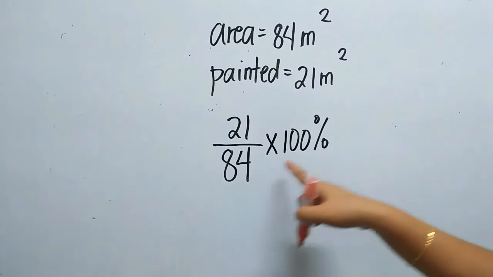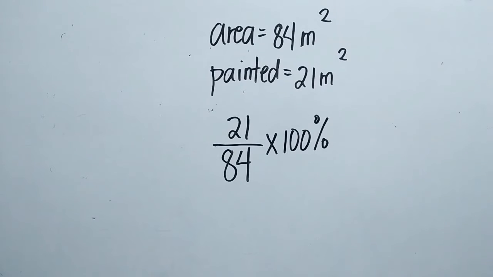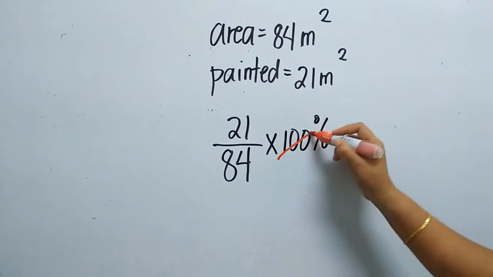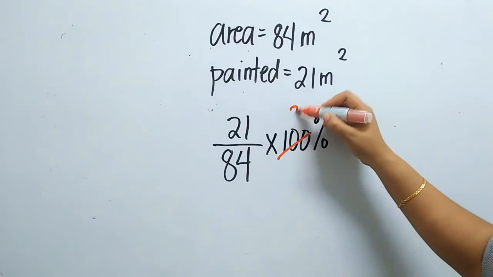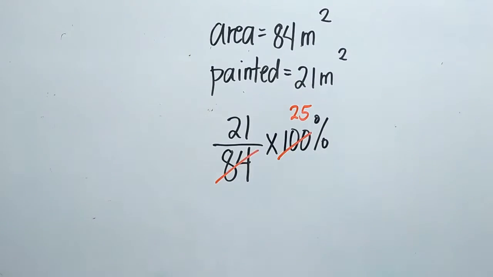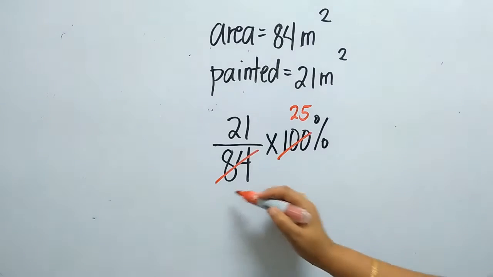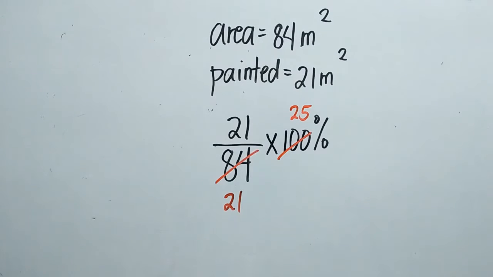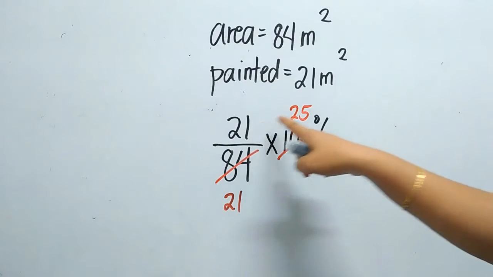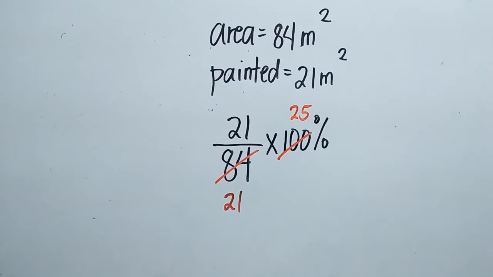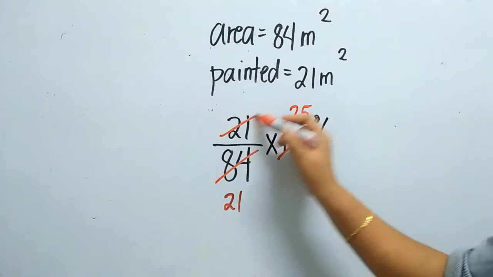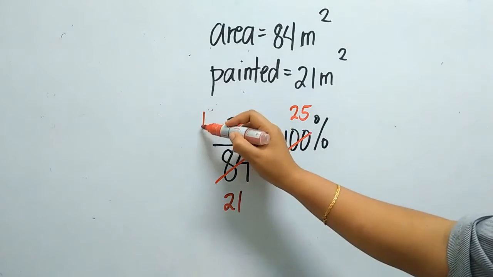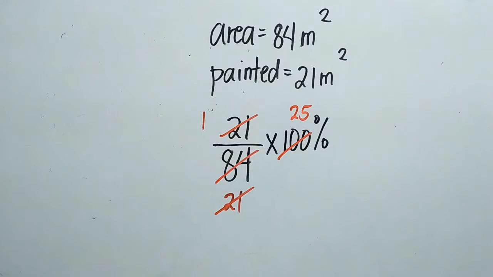Yes, we can simplify 84 and 100 by dividing by 4. Very good. So 100 divided by 4 is 25. How about 84 divided by 4? Yes, it's 21. We have the remaining numbers 21 times 25 over 21. Can we multiply now? We still have numbers that we can simplify. What are those? 21 and 21. So we divide them by themselves. 21 divided by 21 is 1. 21 divided by 21 is 1.